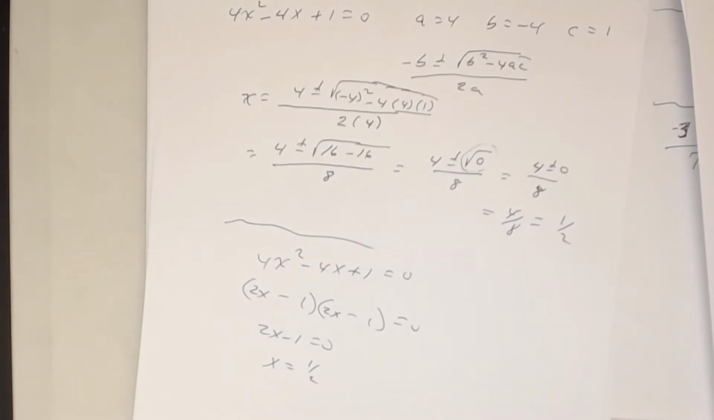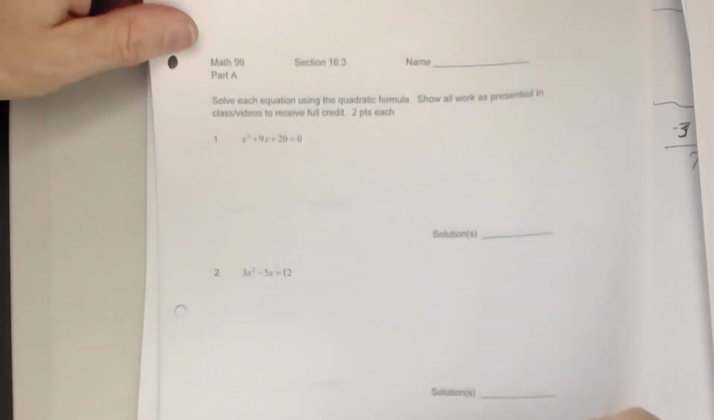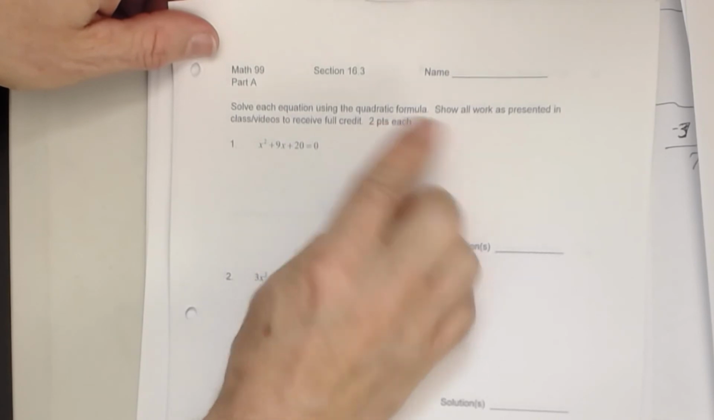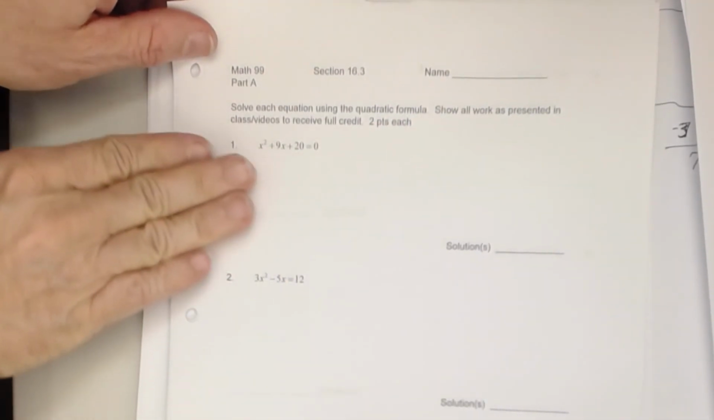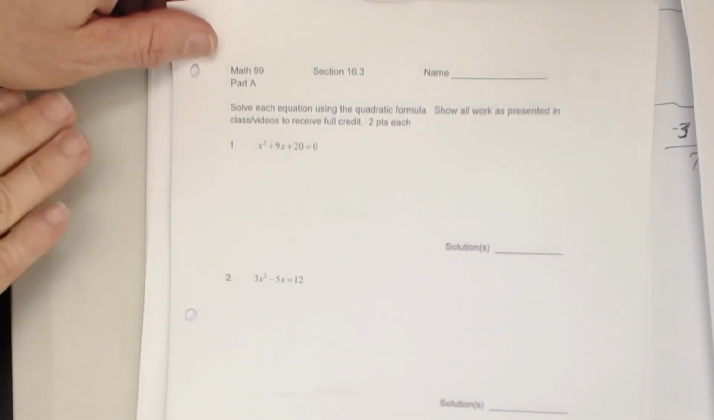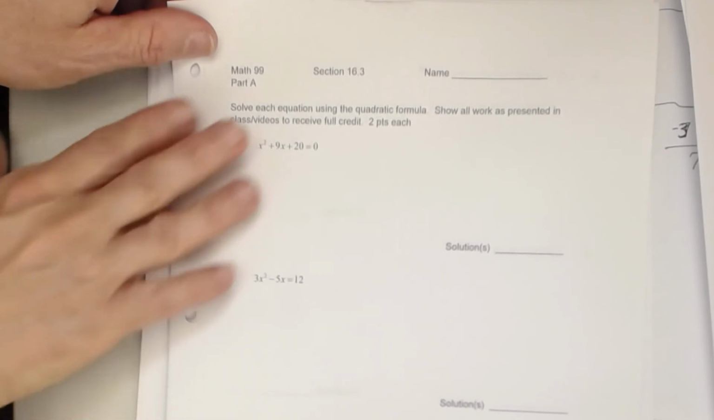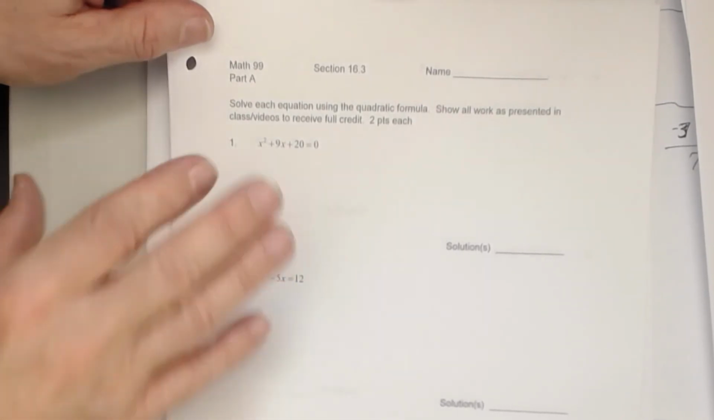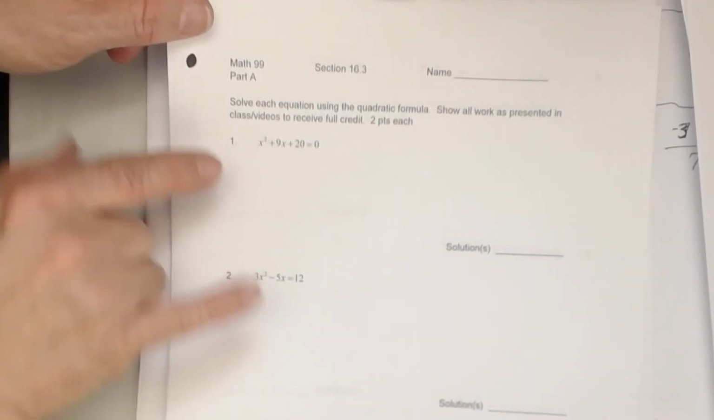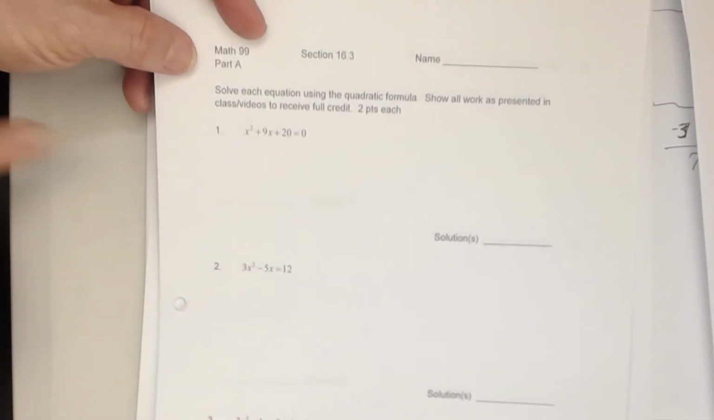So there are 6 problems. And notice it says solve each using the quadratic formula. Show all work. So I need you to show the work. If there's enough room, you can go ahead and redo it on another sheet of paper because I don't think I really put enough room here.